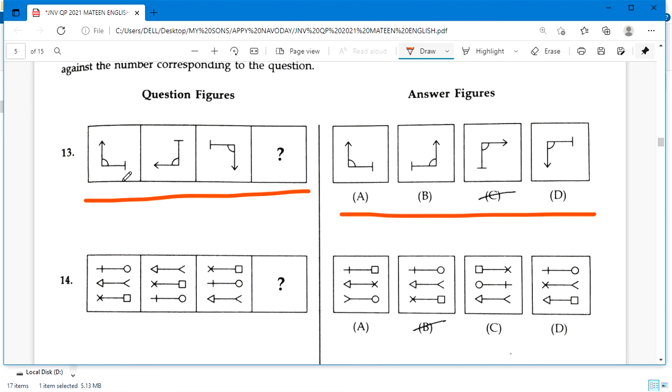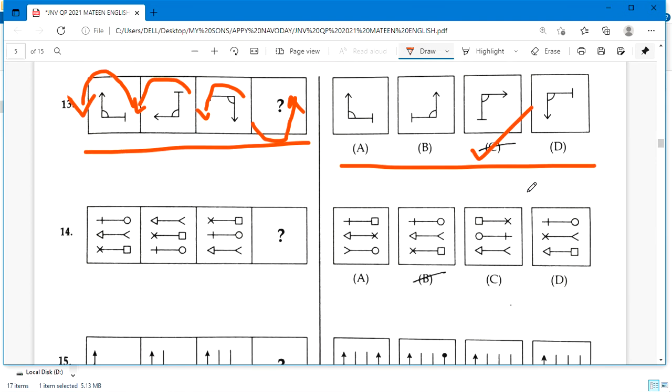Just look at this. This is a right angle. When it turns anti-clockwise, then it gets like this. Next it turns like this. When it turns anti-clockwise like this, which is the correct figure? It is nothing but option C that is the right answer.